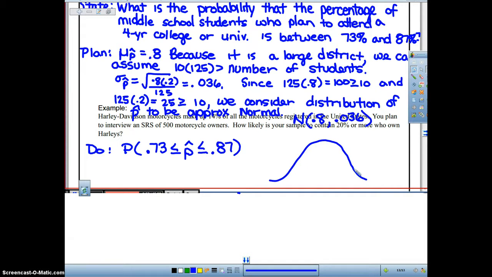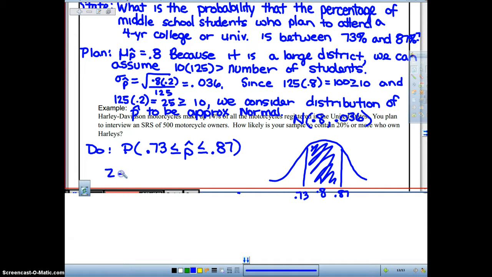So, continuing in part 2. I have my normal curve. My mean is 0.8, and I want to know what is between 0.73 and 0.87. Okay, that means I have two z-scores that I need to find.